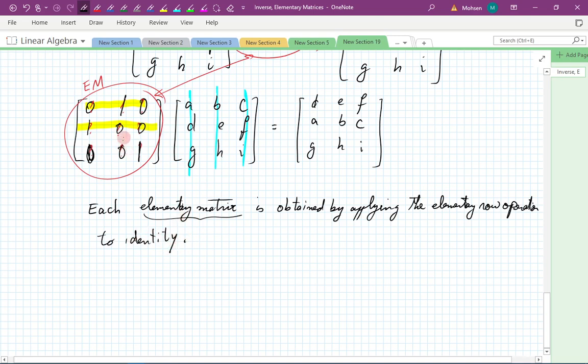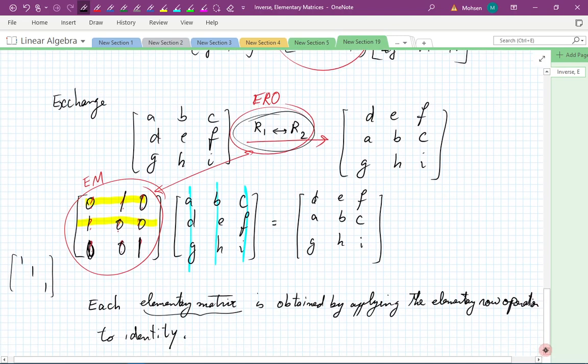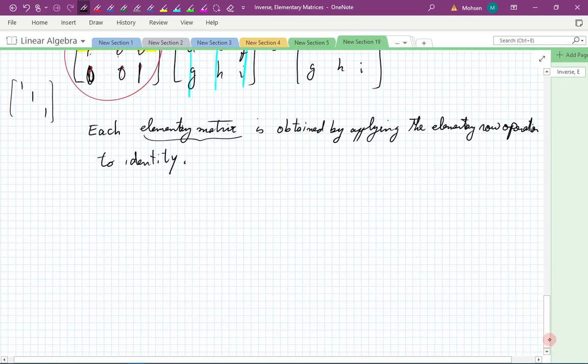How can I make this? Just take the identity. Identity was like this. And then to that identity, apply this operation. Exchange row 1 and 2. Well, that's what you are going to get. And the matrix that you get is going to do what you wanted it to do. Now, what about all of this? What does that mean? Looks like all little trivial things. What does that get me?